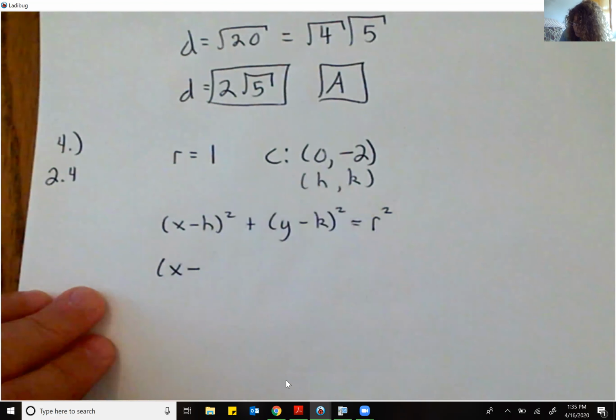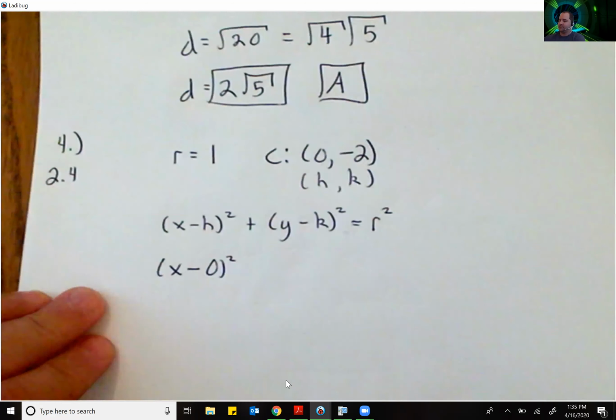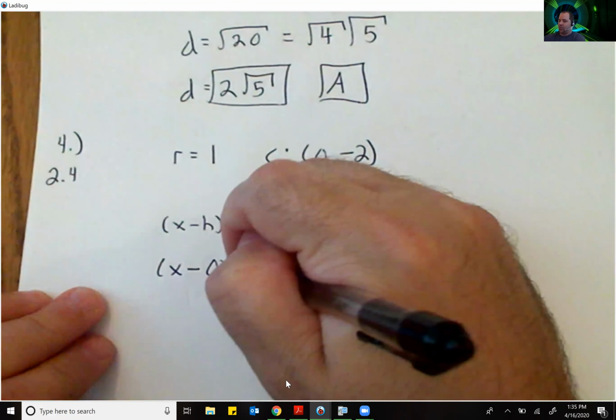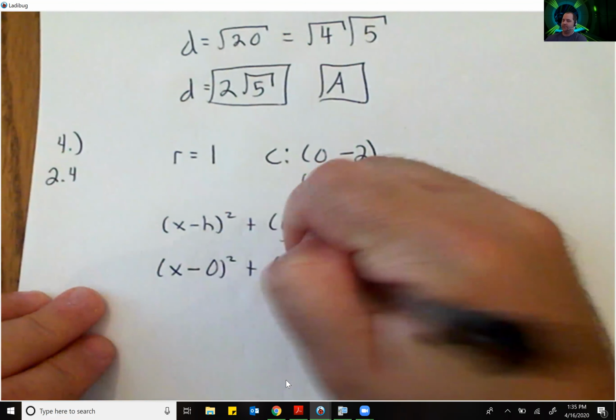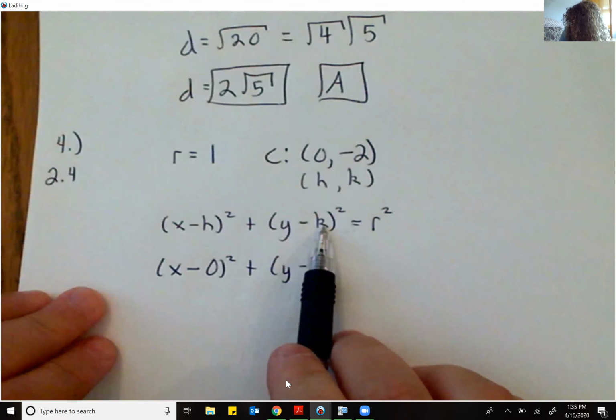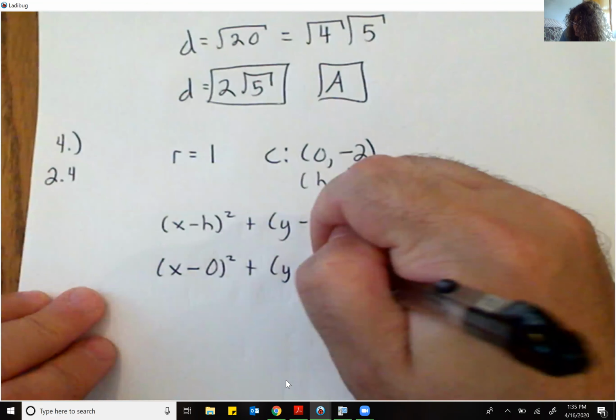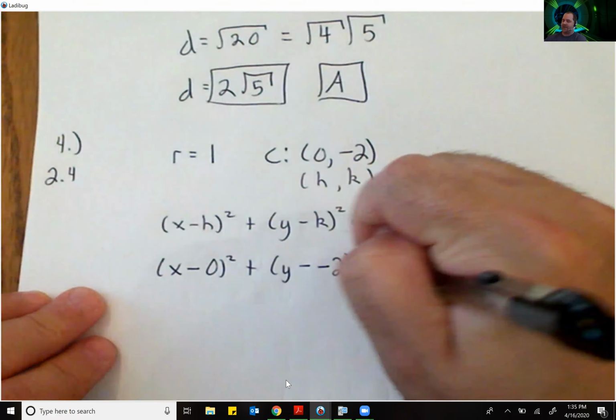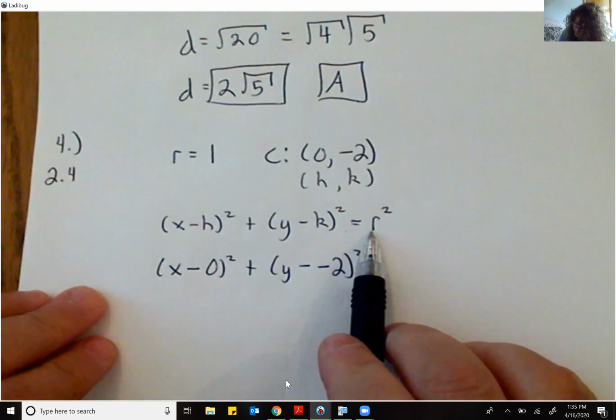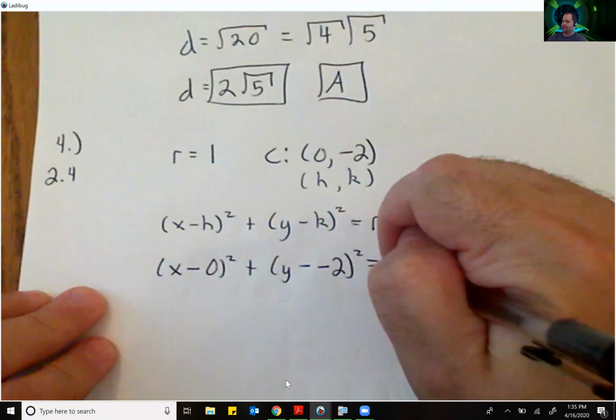We're going to square that. Plus y minus, what's our k value? -2. Squared equal to, what's our r value? 1. 1 squared.